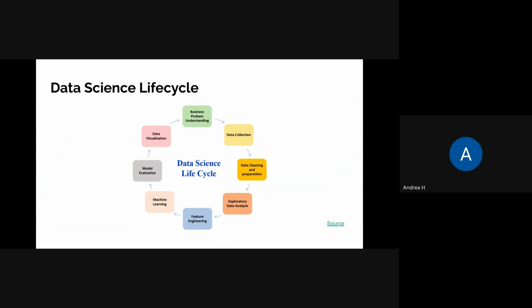And then you also have machine learning after you get through your feature engineering. At this point, you're going to be selecting an algorithm, which encompasses the development and application of your machine learning process.